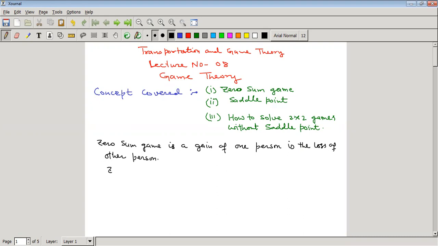Or we can say zero-sum game, that is, the gain of one person signifies an equal loss of the other person.